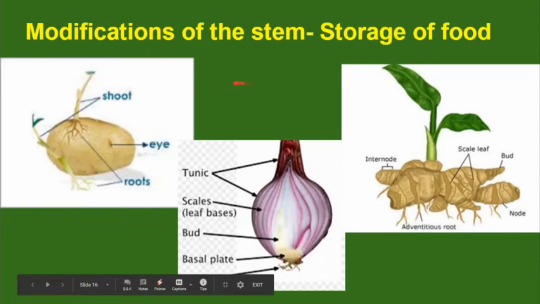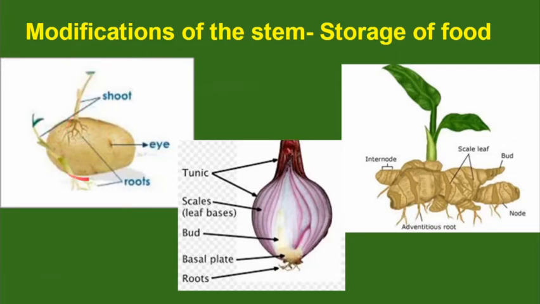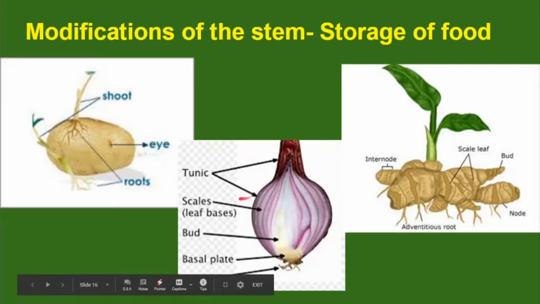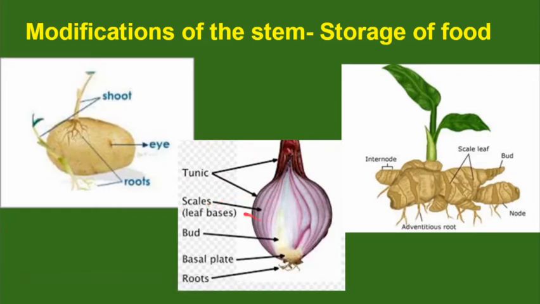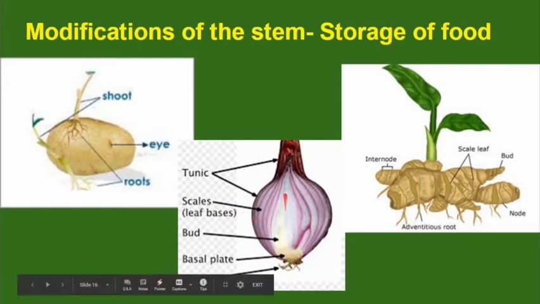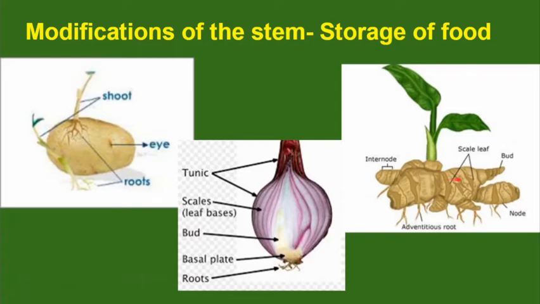So these are the storage foods of stems. This is the potato picture, and you can see the shoot, eyes and roots. So potato we say tuber, and this one is onion. You can see a lot of leaf bases. These leaf bases are called scales, and the middle portion is the bud, and there's a basal plate in the onion. Onion we say onion bulb, and this is the ginger.